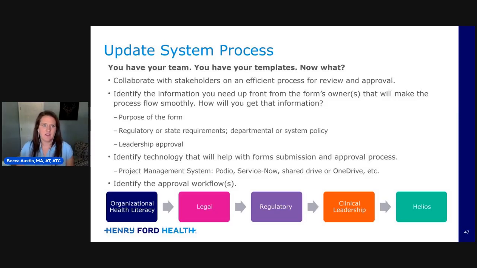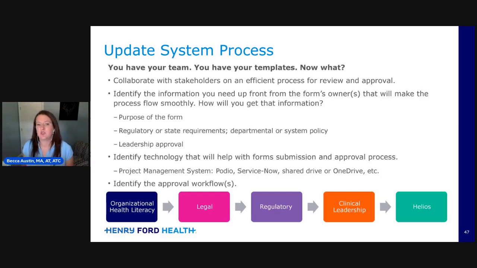And then ultimately identifying the approval workflows. So again, you can see at the bottom, it goes step by step, and sometimes it needs to bounce back. So if legal says, oh, wait a second, Becca, I think we need to have something like this. Can you plain language that? It'll bounce back to me. But ultimately, these are the people that give us the thumbs up.